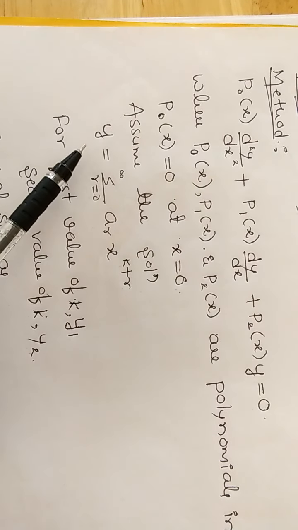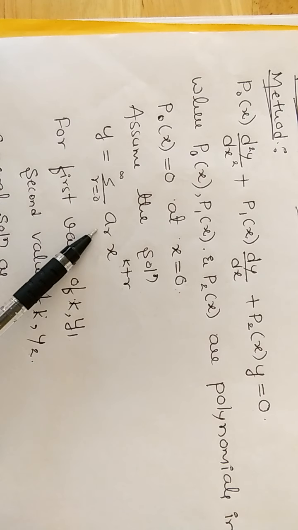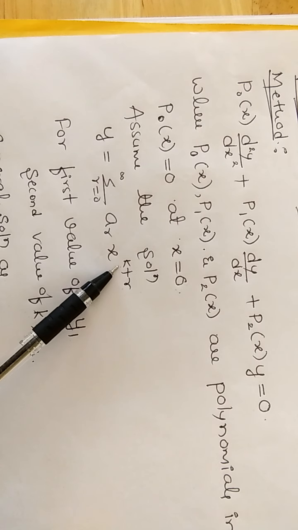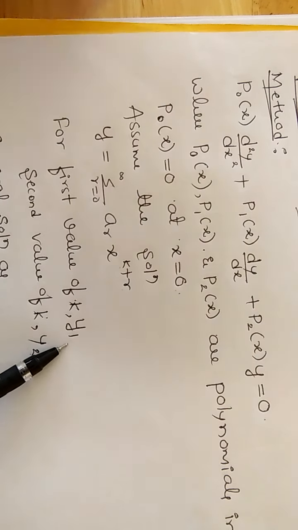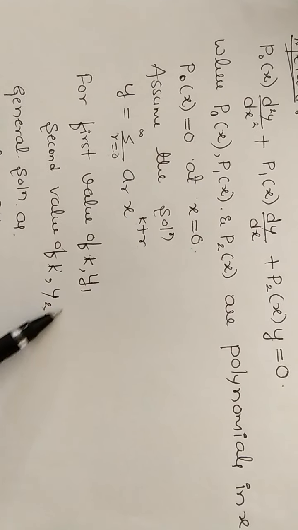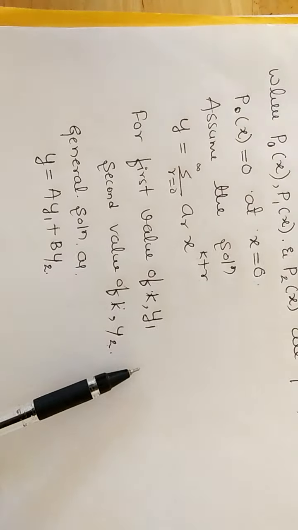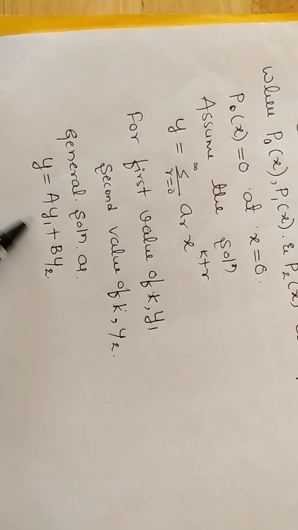Assume the solution of the form y is equal to summation r is running from 0 to infinity a r into x to the power k plus r, where k is a constant value. For the first value of k, we get the first solution y1. For the second value of k, we get the second solution y2. Then the general solution is of the form y is equal to a into y1 plus b into y2, where y1 and y2 are the solutions, a and b are arbitrary constants.